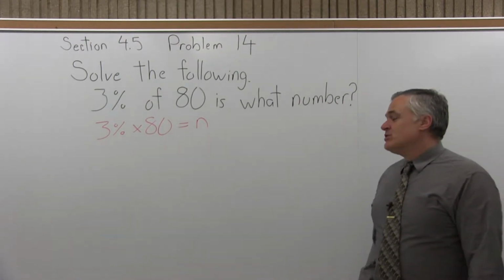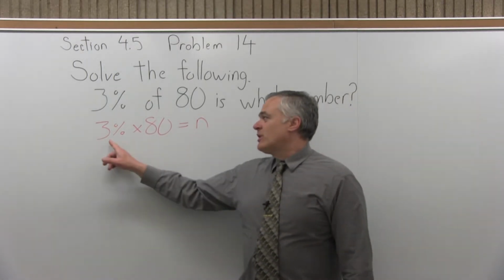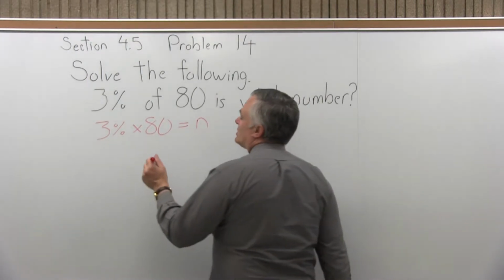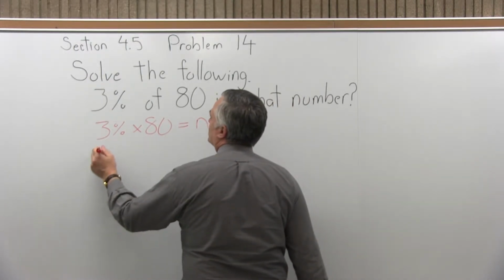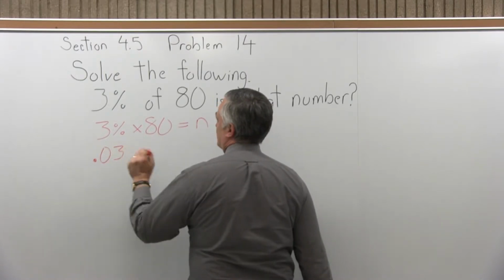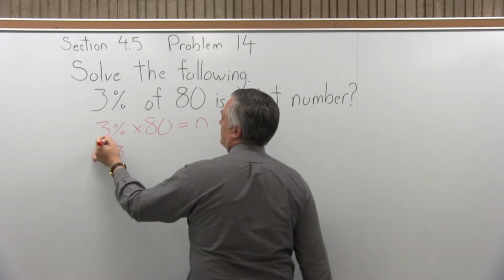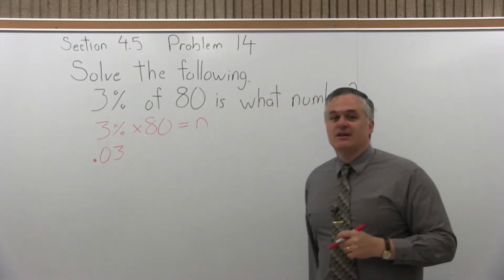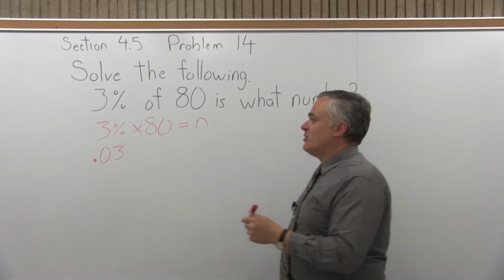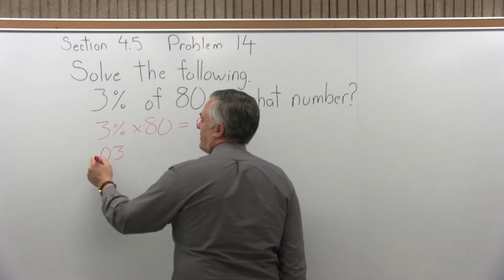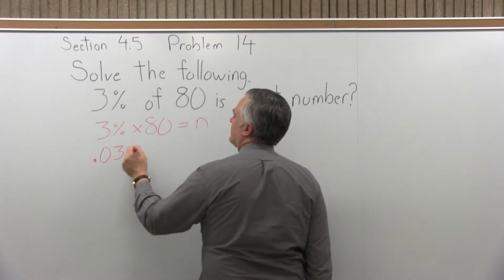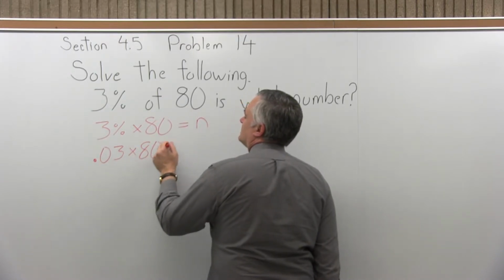So now, to actually solve it, you really want to write that 3% in terms of a decimal. Now here's where you want to be careful. It's not 0.3 as a decimal, it's 0.03 as a decimal. The decimal point at the end of the 3 has to move 2 places to the left to make it a decimal equivalent. When you move that extra place out, that blank area that you create has to be filled in with a 0. So 0.03 times 80 equals n.